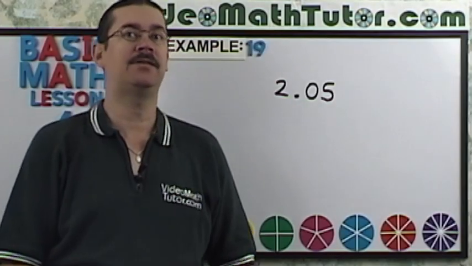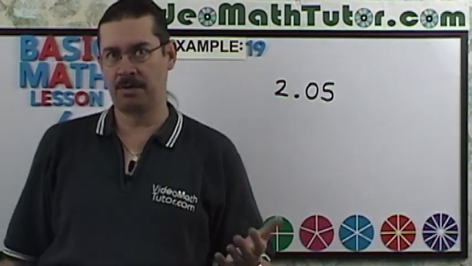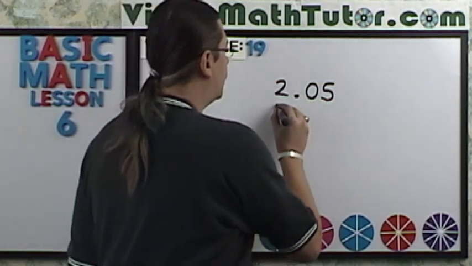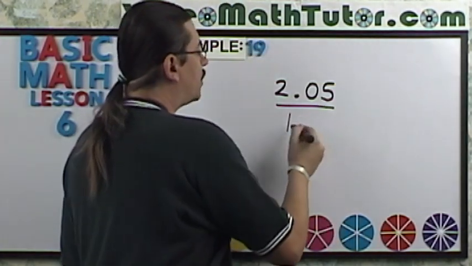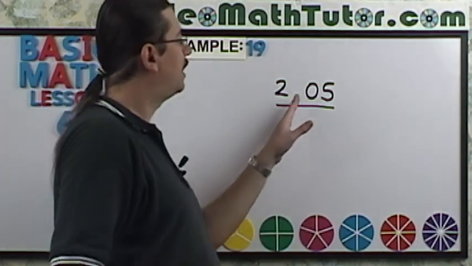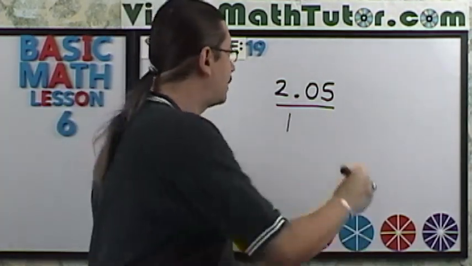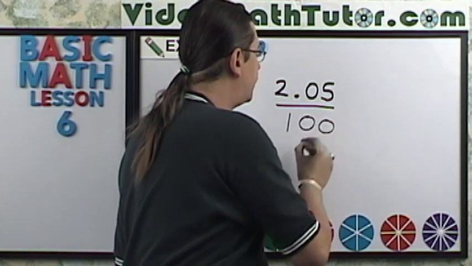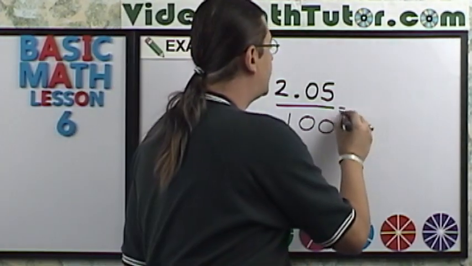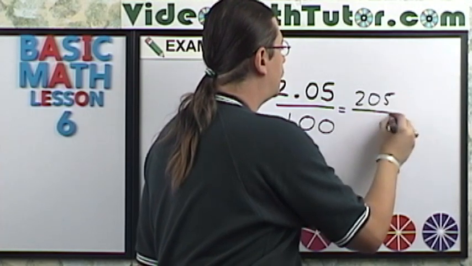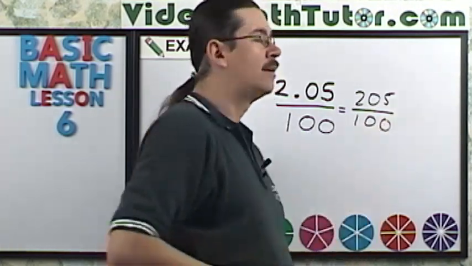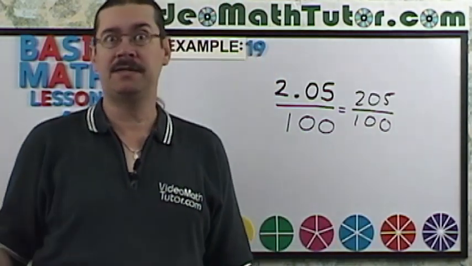For example 19, I'd like to convert 2.05 to a fraction. So we put it as a numerator first, write down a 1. The number of zeros matches the number of places past the decimal point. So I have 2 spots, so I put 2 zeros. So this is the same thing as, and now we remove the decimal point and write down what's left over. So you have this. Now, I can reduce this.